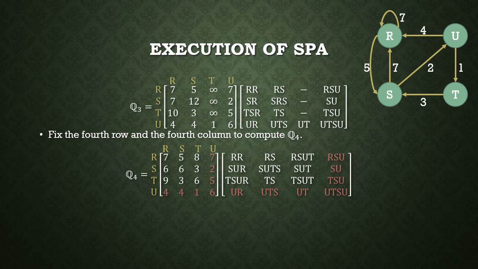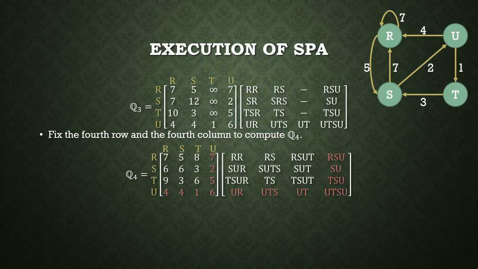Look at the TS entry. The old value is 3. Intersection values are 4 and 5, which will give 9. So we opt for the old value and the old path.